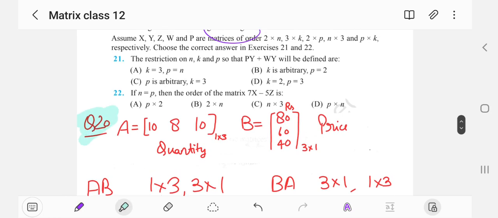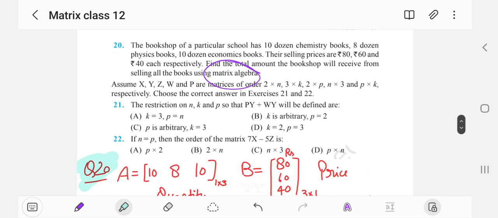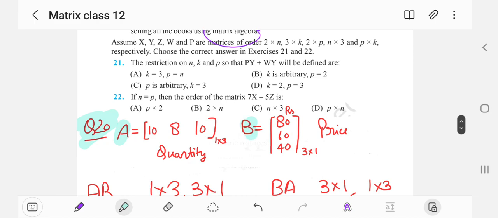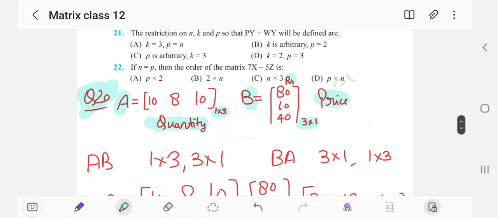So this is question number 20. I have denoted the given information in the form of matrix A and matrix B. This matrix A is of quantity and this matrix B is of price. The prices are in rupees. Okay, and here this matrix is of 1 by 3 and this is of 3 by 1. Again, here the same scenario.